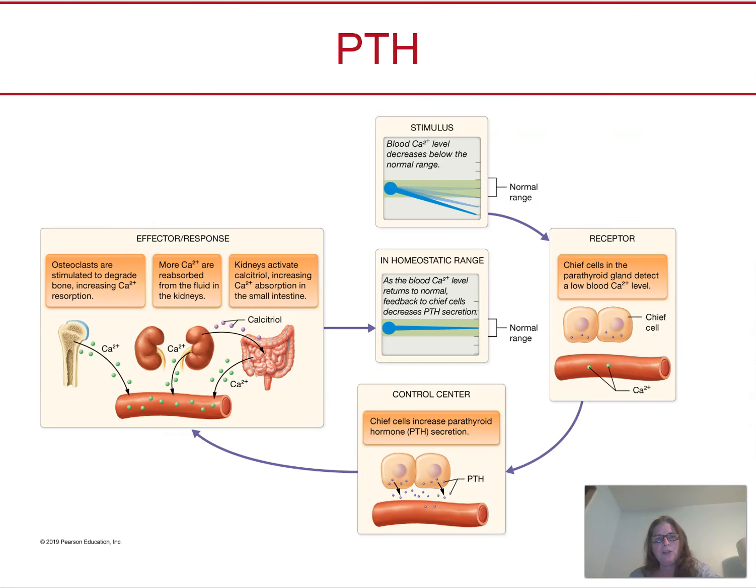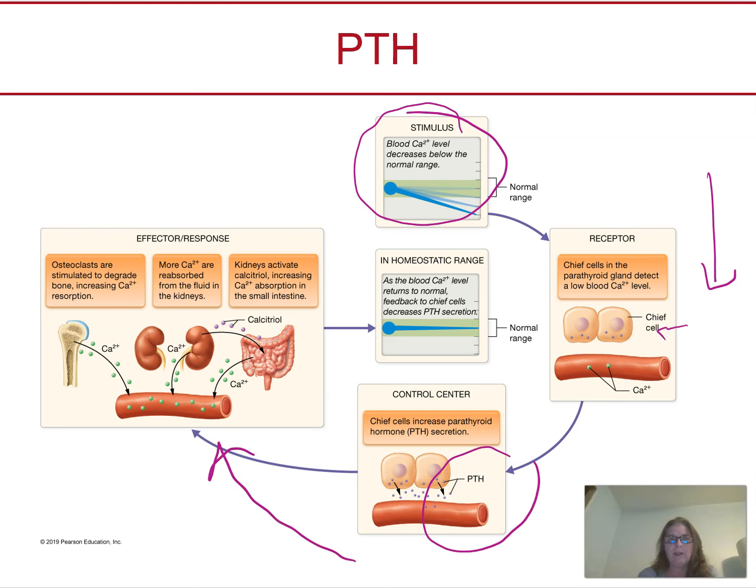So PTH's job is to maintain blood calcium levels. So if you're not eating calcium and your blood calcium levels fall, that could be deadly. We know calcium is very, very important. So if the calcium levels fall, then the chief cells release the PTH, and then its job is to raise it again.